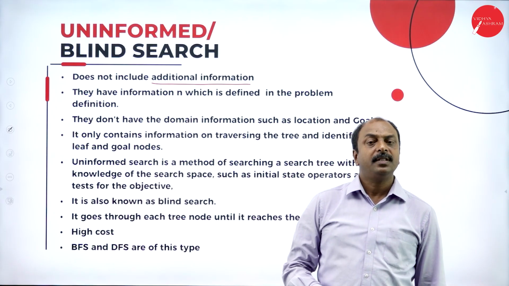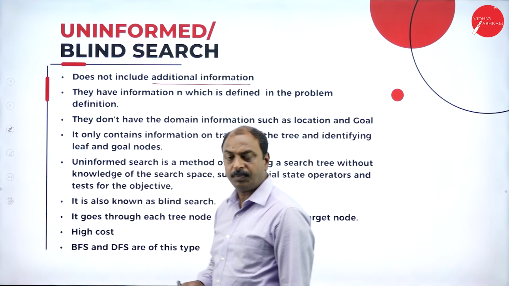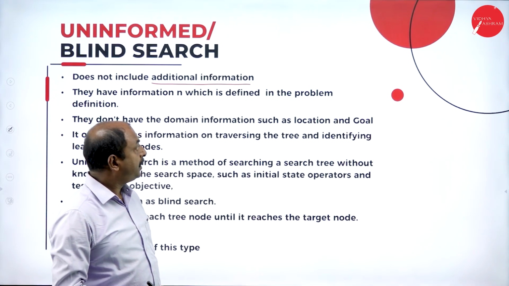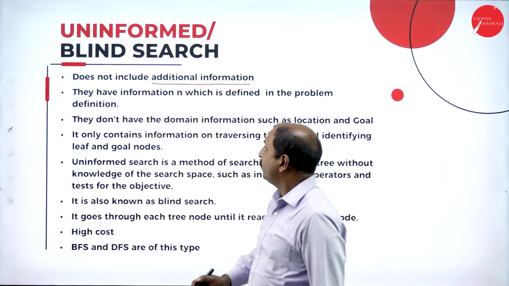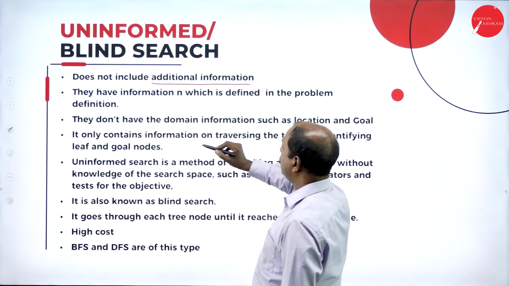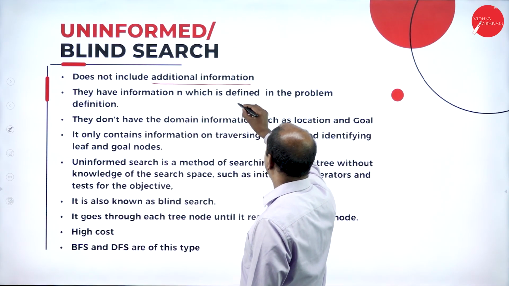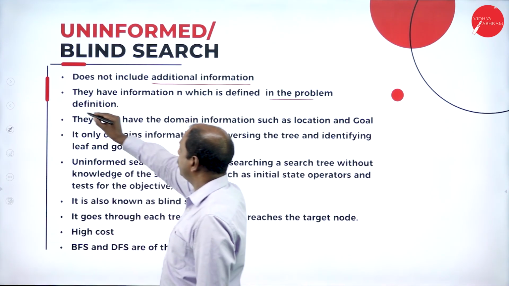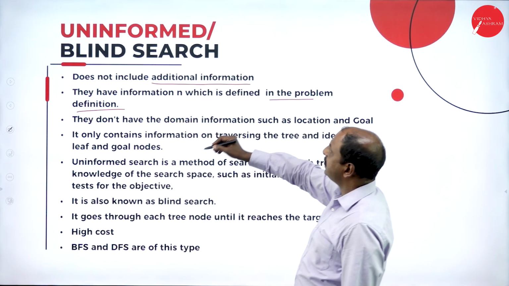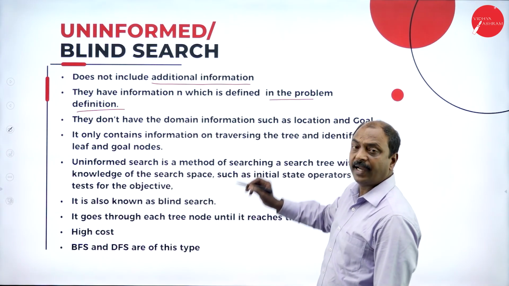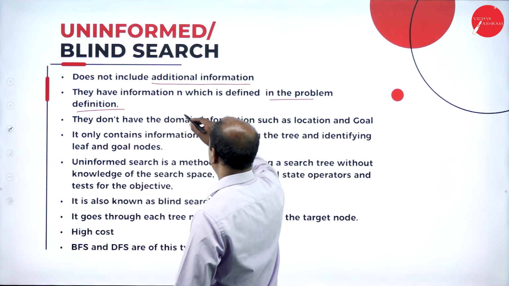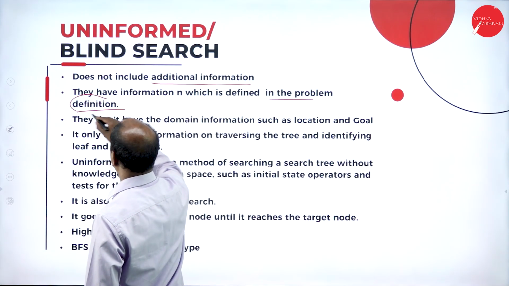That is, the AI agent perceives the input from the environment. So here, what is the meaning of other information? Here they have information which is defined in the problem definition. So these uninformed searches will have information about what is given in the problem definition.